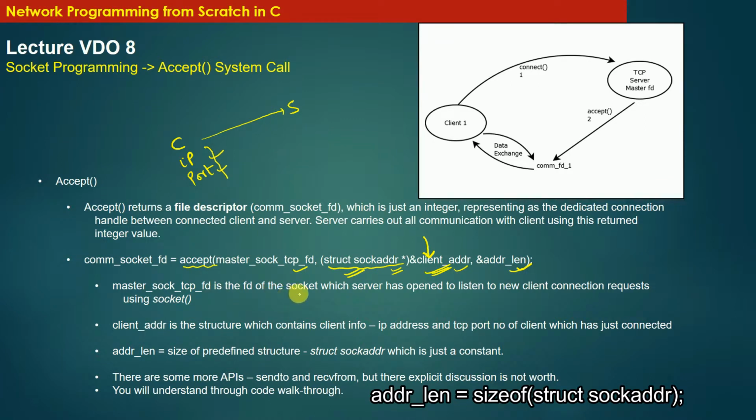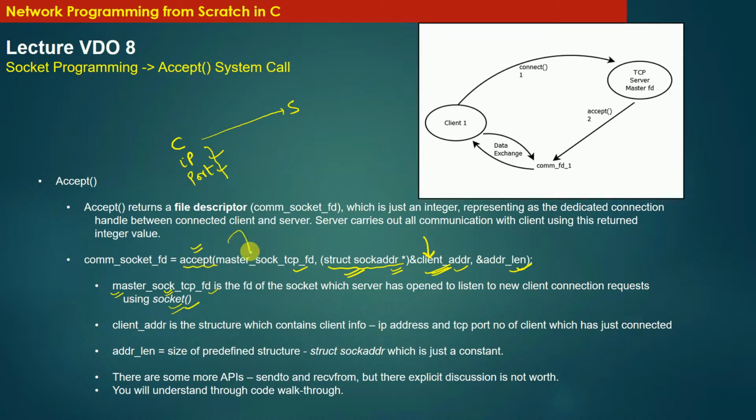The master socket file descriptor is the file descriptor of the socket which the server has opened to listen for new client connection requests using the socket system call. So we will elaborate more on this. This master socket file descriptor is created using the socket system call, and it is used by the server to detect new client connection requests using the accept system call. Remember, the first argument of the accept system call is the master socket file descriptor. So we will have a code walkthrough, and there you will get a better understanding of why we create the master socket file descriptor and what the various operations or functions performed by it are.